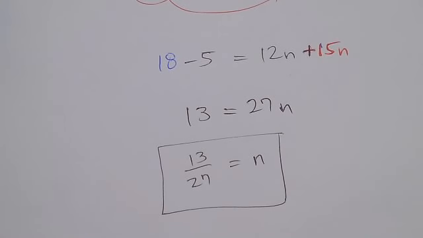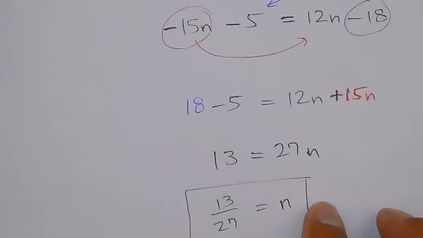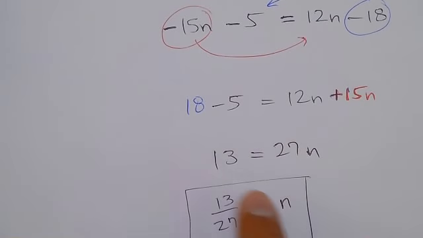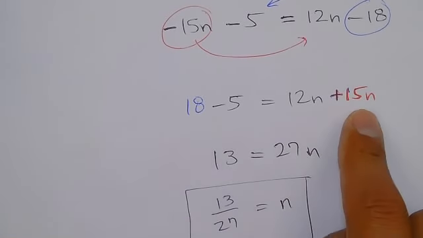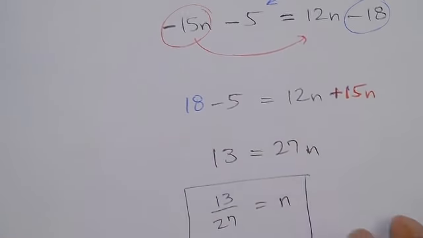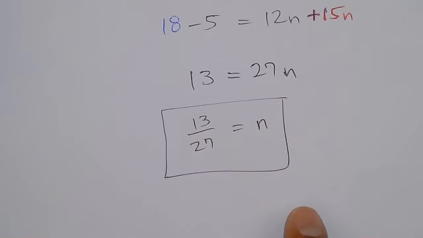That's correct. I did it the other way, so I moved the n's to the left and the numbers, like you move the 15 and the 18, but you still should get the same answer. Yeah, but instead of positive, I got negative. No. Because you get negative, you should have got negative 27n is equal to negative 13, and then it's going to come out positive. Did you fix it? Yeah, fix it.